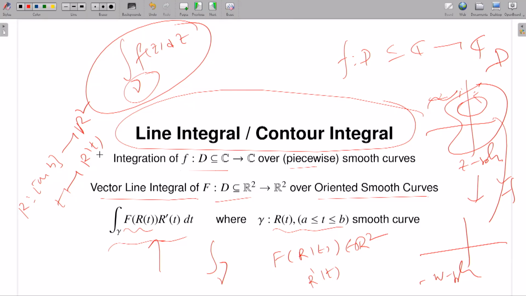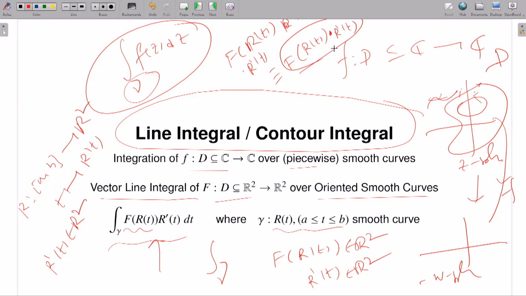So in particular, if I start with a nice smooth curve, that means my r is differentiable, so r'(t) will also be an element in R2. Therefore this object F(r(t)) is also in R2. So the meaning of F(r(t)) times r'(t) is actually the dot product. That means F(r(t)) is an element in R2, dot product with r'(t).